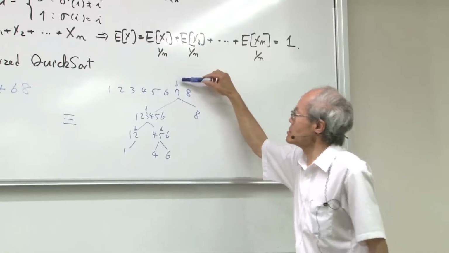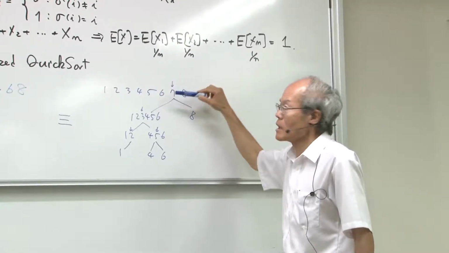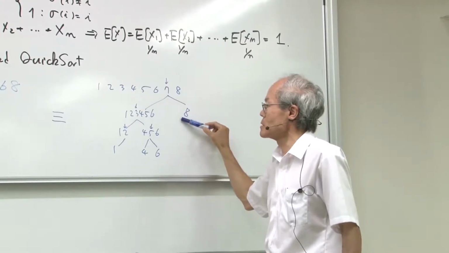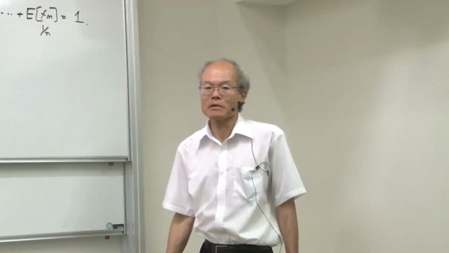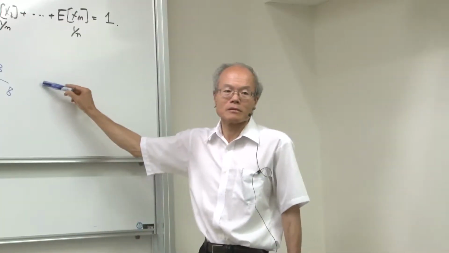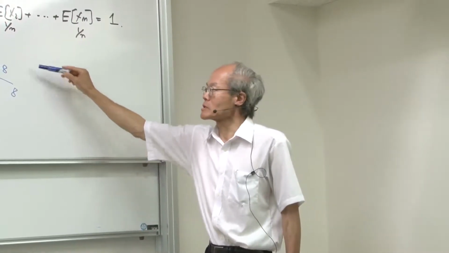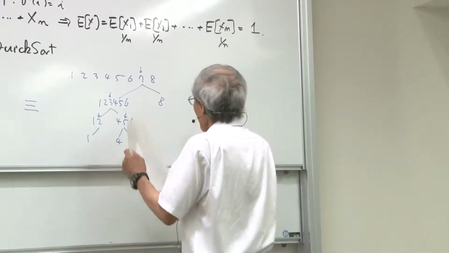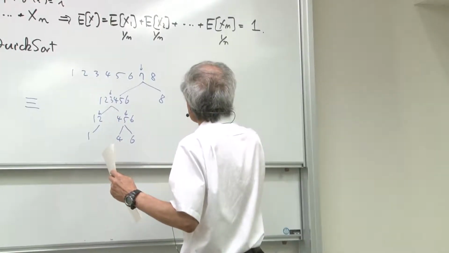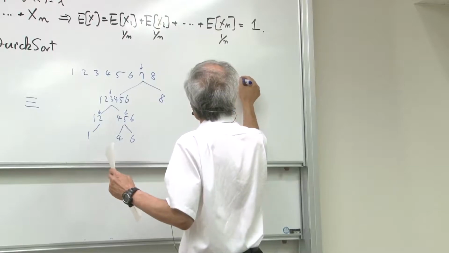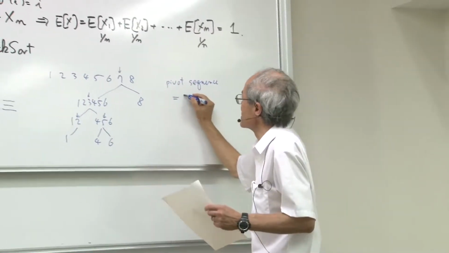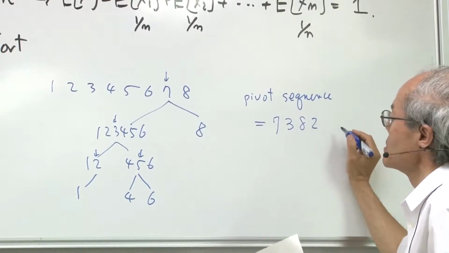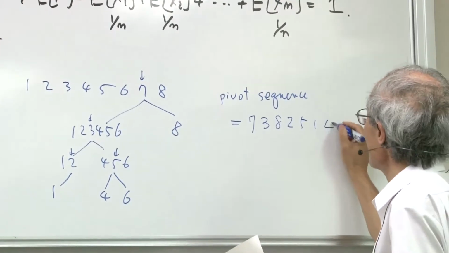Now the execution of the sorting looks exactly the same. Now you choose 7 for the pivot. Then you compare all the other numbers with 7 and divide them into 2 groups. Exactly the same. So this is much, much easier for analysis. We are assuming that the numbers are already sorted. Now, consider the pivot sequence, which in this case is 7, 3, 8, 2, 5, 1, 4, 6.